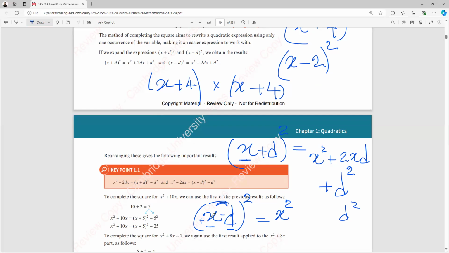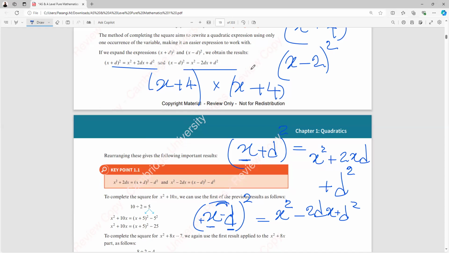That means x times d, minus xd times 2, that means minus 2dx. And the last term is always positive, because minus d times minus d is plus d squared. That's how we receive this. So these two are clear.